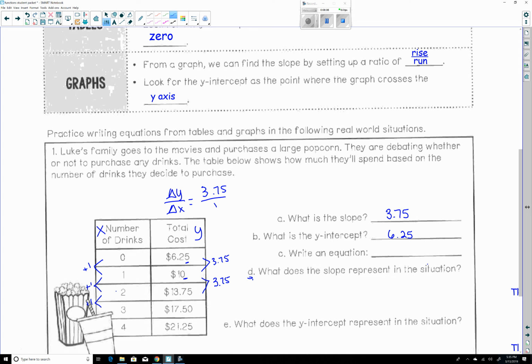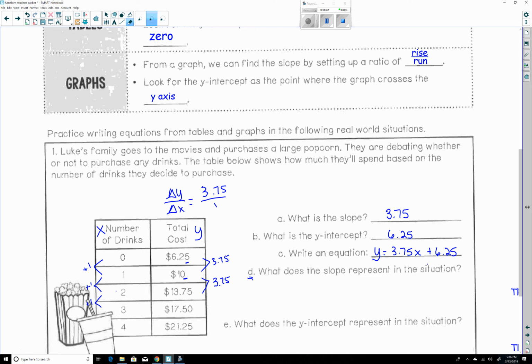And I just showed you the change in y over change in x method of finding slope on a table. So write the equation. I might be going slow for some of you, so you might be fast forwarding. If that's the case, that's great. The slope is $3.75 times x, that would be the number of drinks I'm thinking about getting, plus the $6.25 that I've already spent. And there we get our stray marks again. Let me get rid of those.